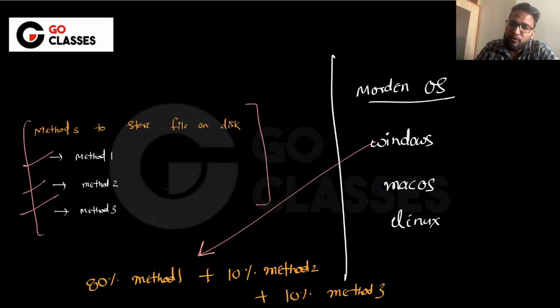Now we are going to study a few methods, and once these methods are covered, we will see how modern operating systems like Windows, Mac OS, and others implement them. They may not implement them directly, as they are. They may implement some part of method one, some part of method two, like that. Windows, let's suppose, will be implementing 80% of method one, 10% of method two, and so on.